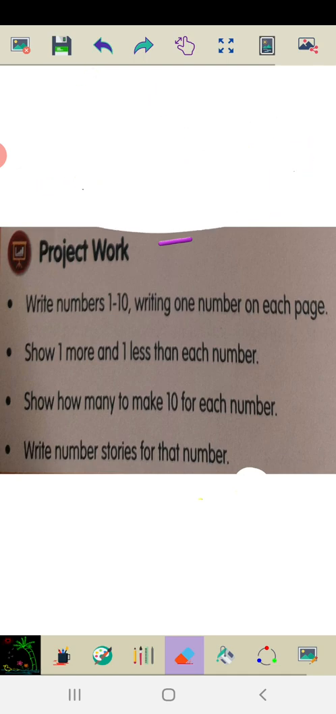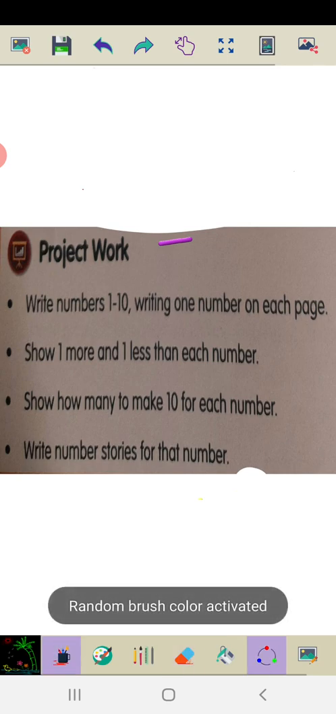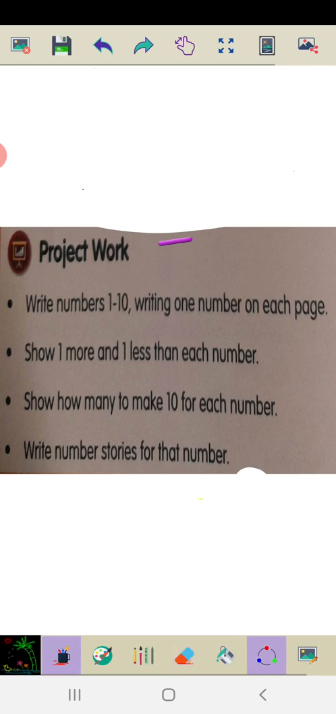Okay, read out the last point. Write number stories for that number. So you are writing one number on one page. In the last point, he is asking that you need to write a number story for that number. For example, you have the number 1. What is the number story? For 2, what is the number story? You need to write the number story.